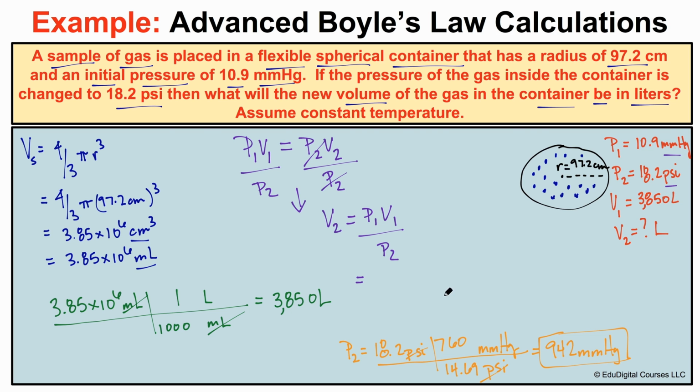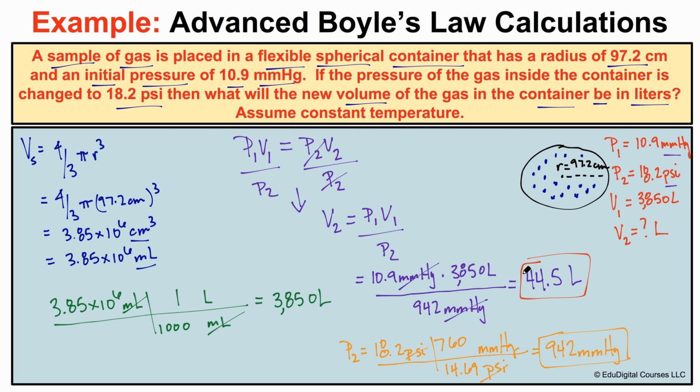So now that we have both pressure units the same, we can go ahead and work on this calculation. So P1 is 10.9 millimeters of mercury, times V1, if we take a look, is 3,850 liters. And we're going to divide this by P2, which is 942 millimeters of mercury. And so when we take 10.9 times 3,850 and then we divide that by 942, we are going to end up with 44.5. 44.5 what? Well, millimeters of mercury on top and bottom cancel, leaving us with liters. So we just figured out what the final volume of this container is going to be.